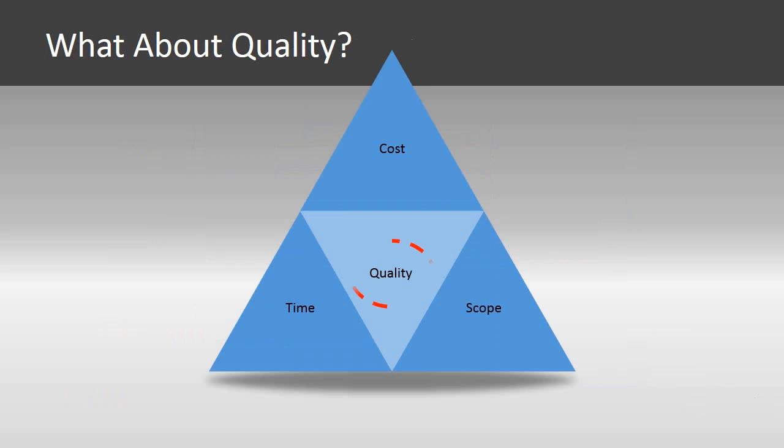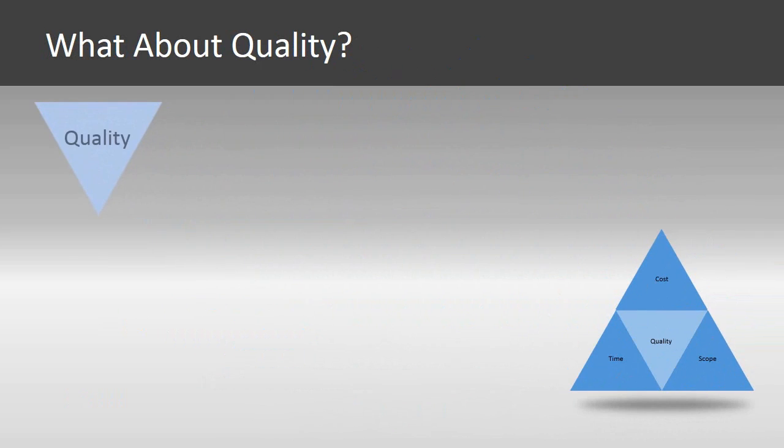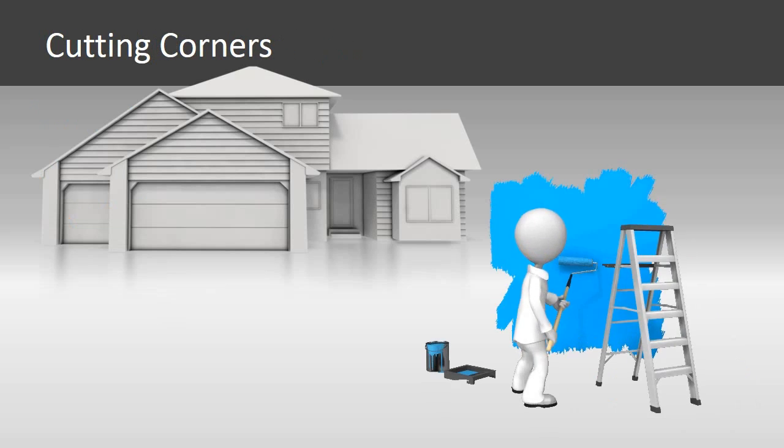You may have noticed that quality is shown in the center of the three constraints. Quality is how well things get done. Quality is in the center of the triangle because it can be affected when any of the other three parameters are changed. Consider the example of a contractor hired to paint a house.